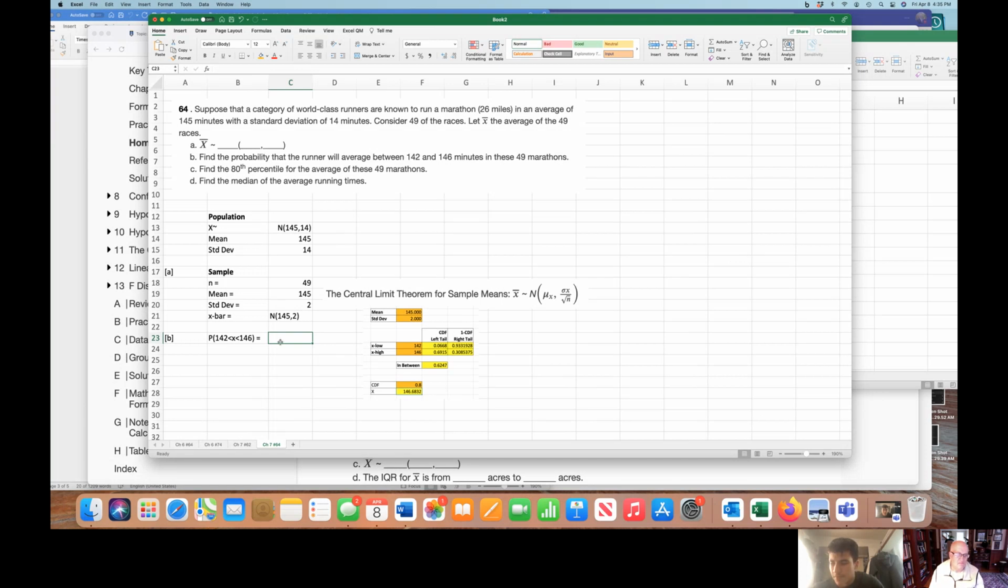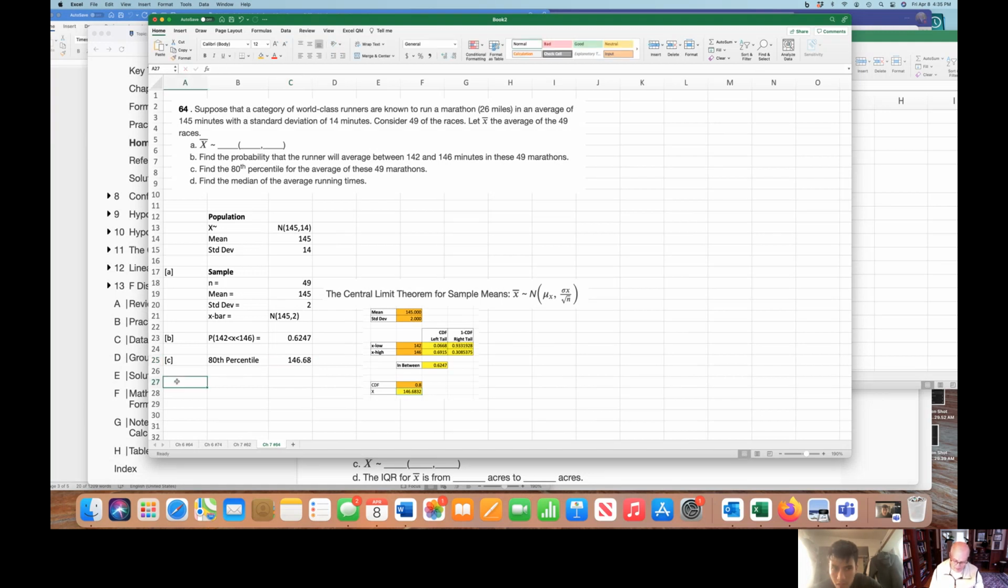0.6247. Yes, that's good. And then C is what? What's C asking? The 80th percentile. Now I give a percent of 80%. I want to know what the X value is. And here it is, 146.68. I read that right.